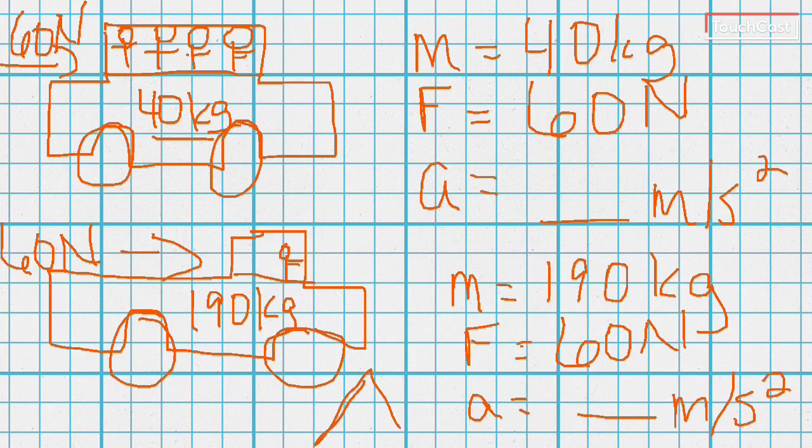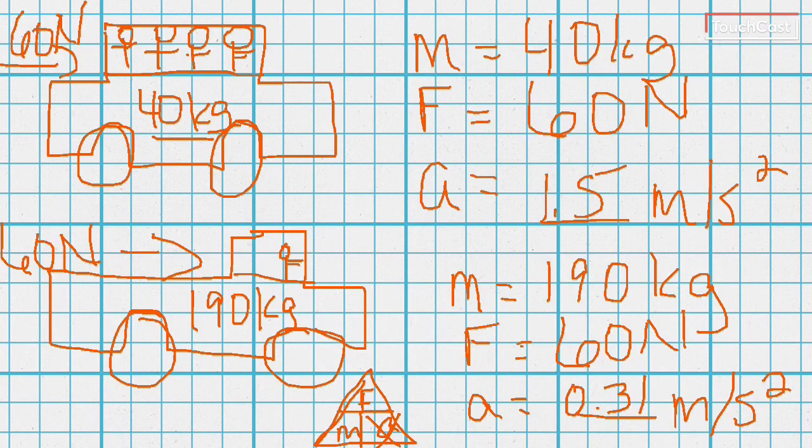So if I remember in my triangle, F is m times a. I'm looking for my a, so I've got to take my force and divide it by my mass. So I know logically, though, even though both vehicles have the same amount of force being applied, they've got different masses, and those different masses are going to be what make the difference. So which one do you guys think should have the greater acceleration? Well, if you said the smaller car, you're exactly right. It should. So I'm going to do the math, and this is what I came up with.